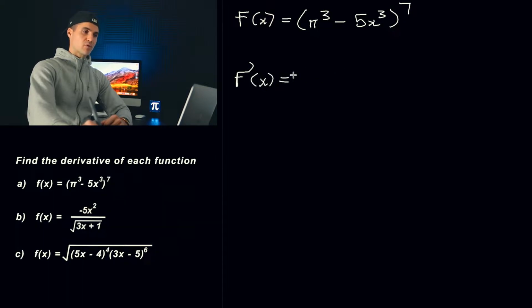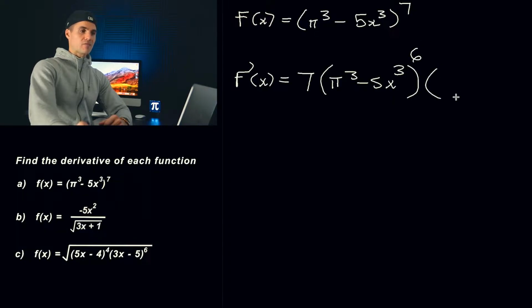Well, we would first have to bring the 7 down, right? The inner function would stay the same. Subtract 1 from the exponent, and then we have to multiply it by the derivative of the inner function.